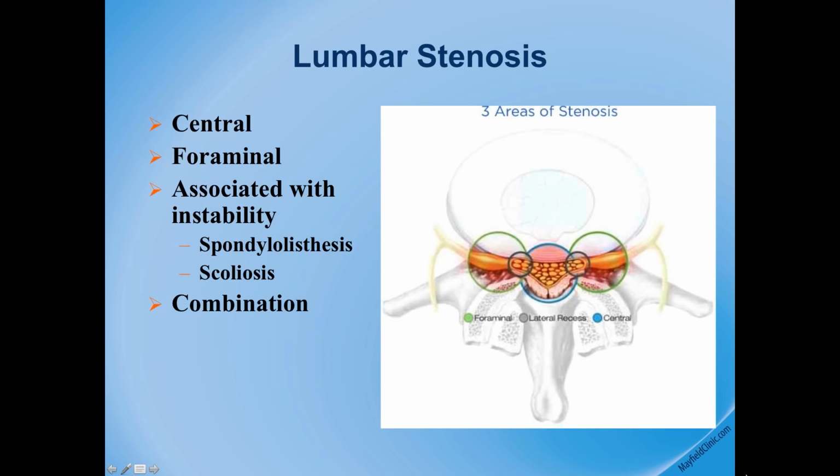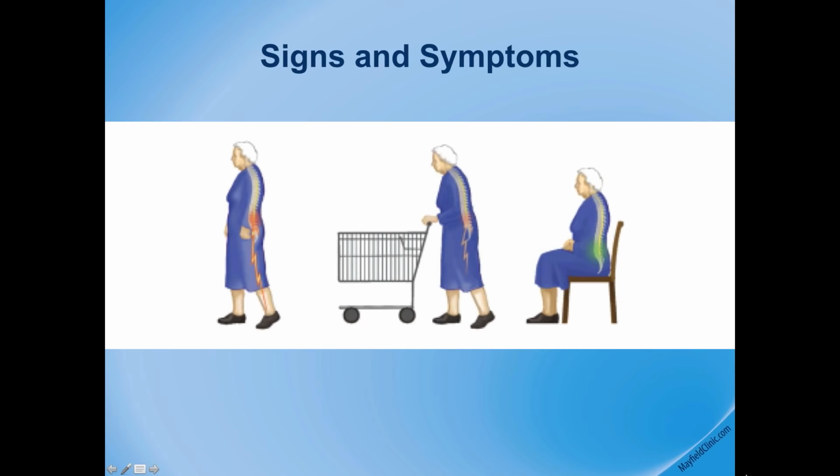Stenosis can come in several varieties. It can be central, in the middle of your spinal canal. It can be foraminal, which is in the holes where your nerves exit, or it can be associated with instability in your spine, such as spondylolisthesis or scoliosis. Scoliosis is an abnormal curvature in your spine, and a spondylolisthesis is a big word that means the spine is out of alignment.